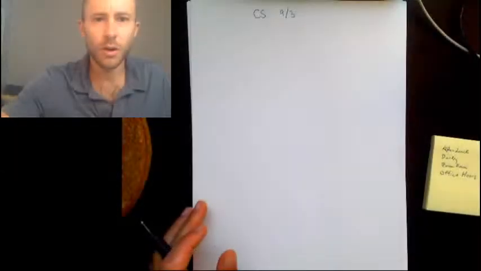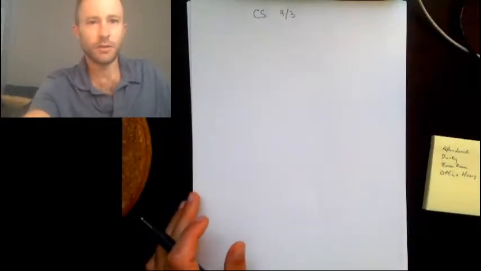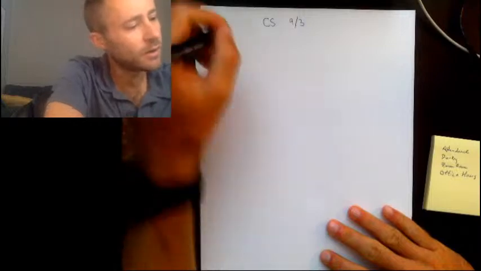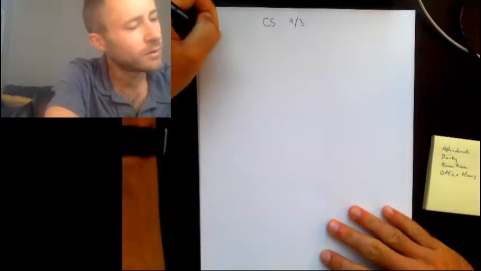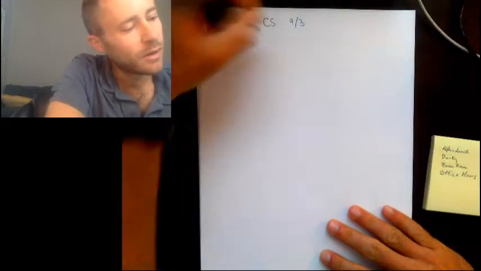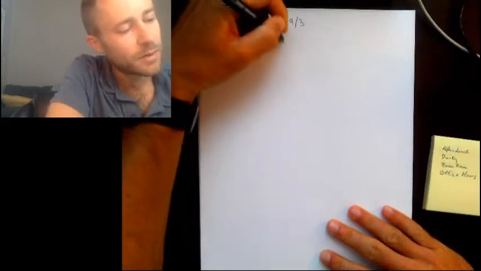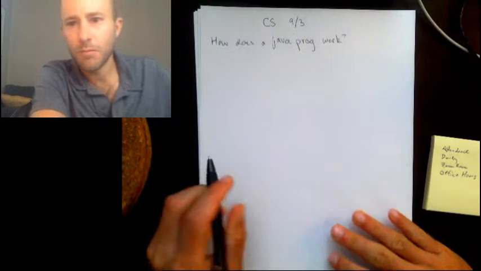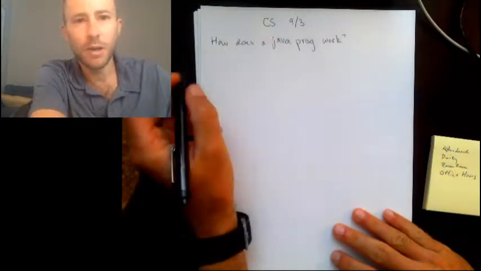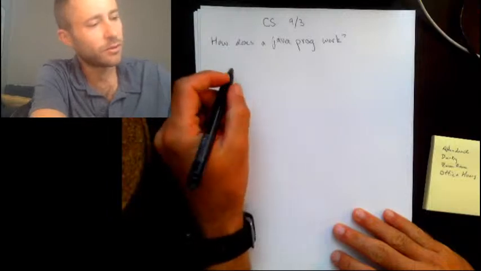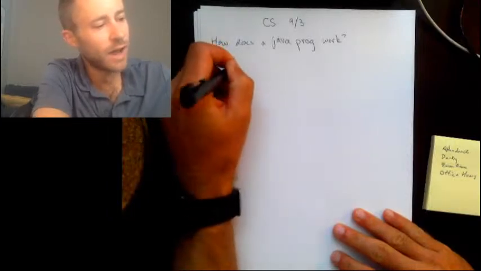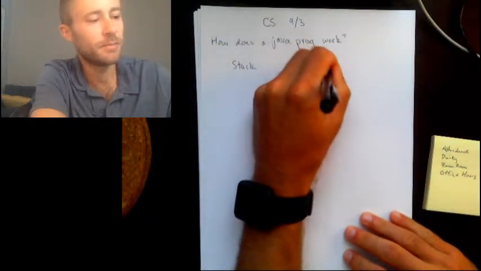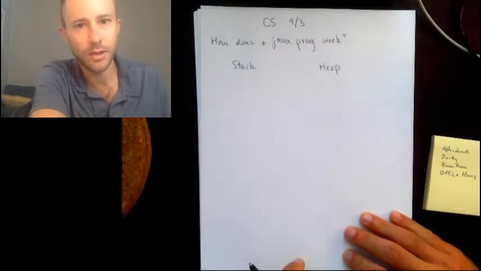So what I wanted to talk about first is just how does a Java program work? Basically, a Java program has sort of two spaces. It's got something called the stack, and it's got something called the heap. So there's a stack and there's a heap.